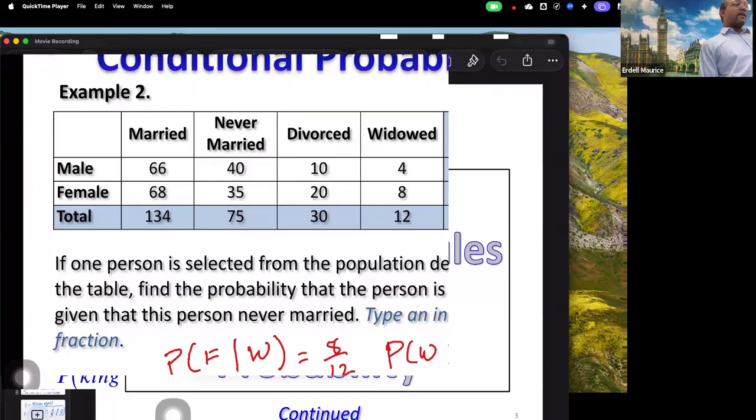I have one person saying 12 out of 131. Anybody else? You look like you disagree. Go ahead and say that loud. 8 out of 131. All right, cool. So the given is that we're only looking at women, correct? So these are the ones we're looking at. How many women are there? There are 131 women. How many of them are widowed? So the answer is 8 out of 131. Questions?